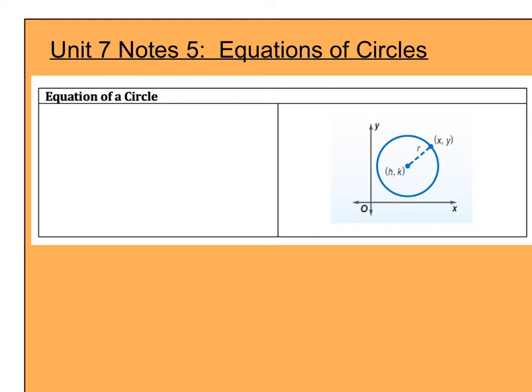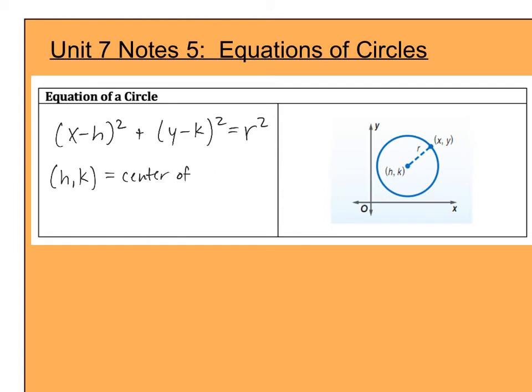The equation for a circle goes like this. (x - h)² + (y - k)² = r². Now it looks pretty complicated, but it's actually not too bad. The h and the k stand for the coordinate at the center of the circle. So I'm just going to write this down. (h, k) is the center of the circle. The h is the x value and the k is the y value. r stands for the radius of the circle.